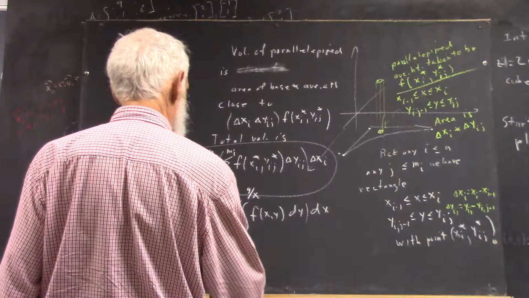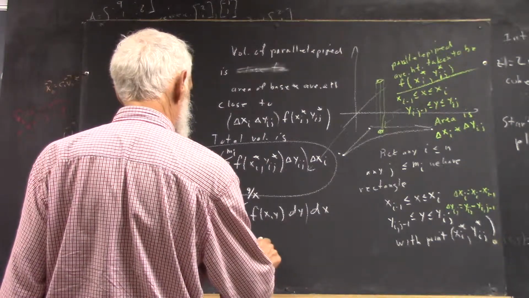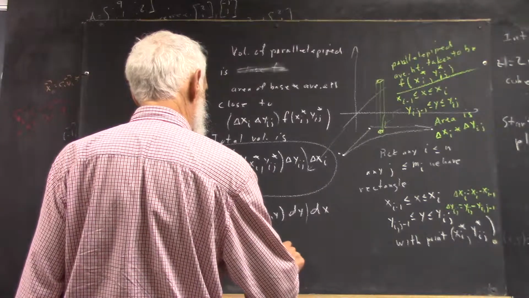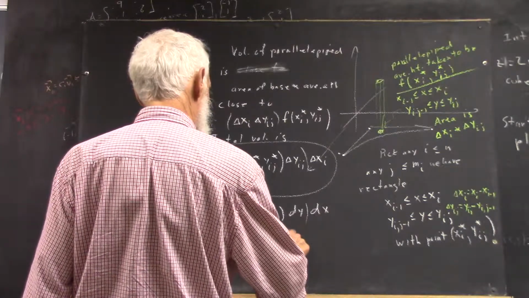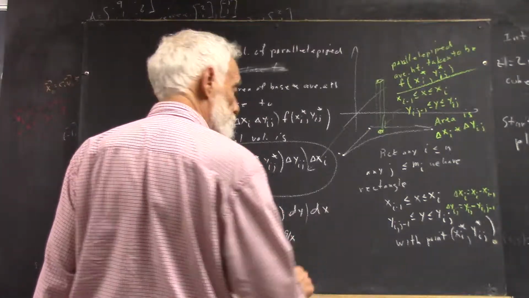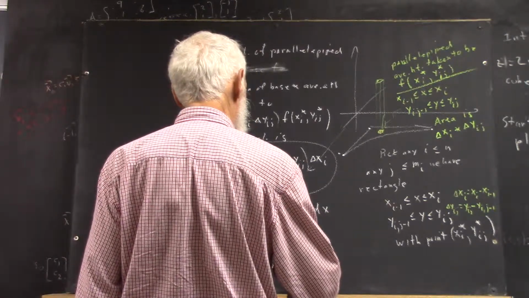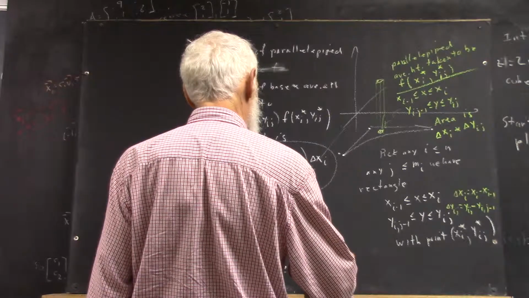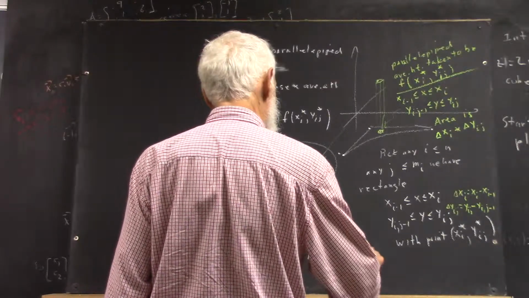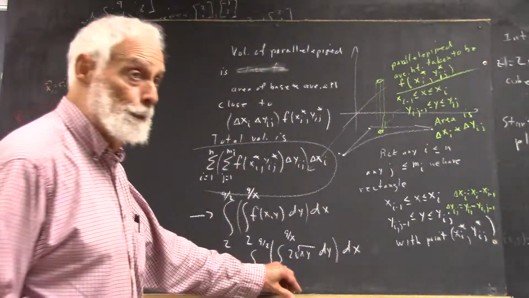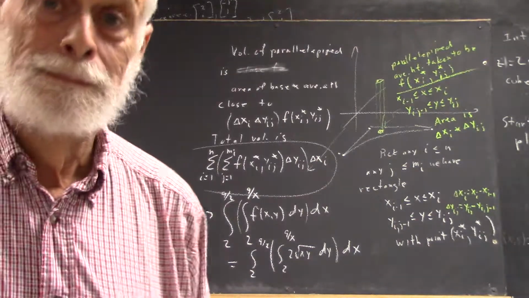And of course then this becomes the integral that I think I wrote down earlier. But here's why it works. I've shown you why it works, even if you don't believe me. Okay? Of 2 square root of xy dy dx. Okay?